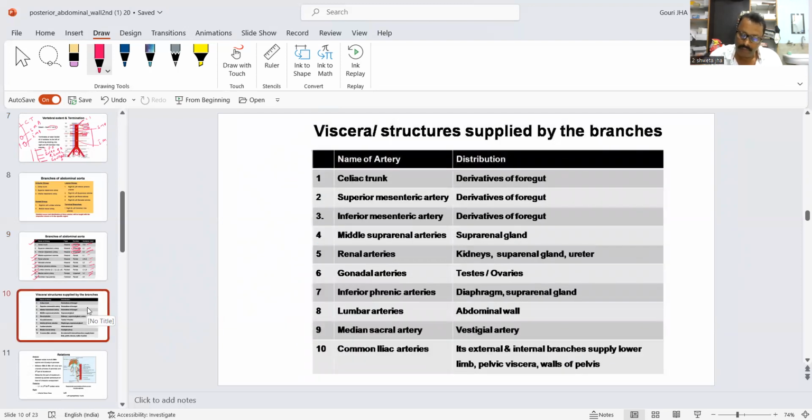Now, regarding the supply, the celiac trunk is the artery of the foregut. The superior mesenteric artery is the artery of the midgut, and the inferior mesenteric artery is the artery of the hindgut.